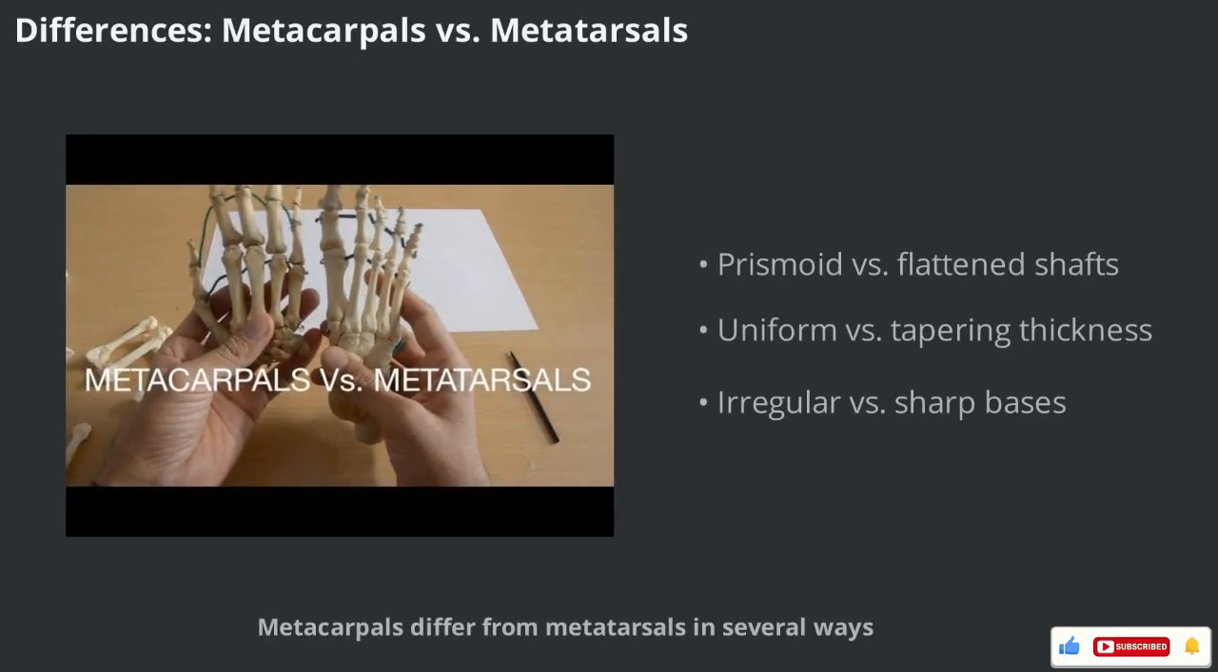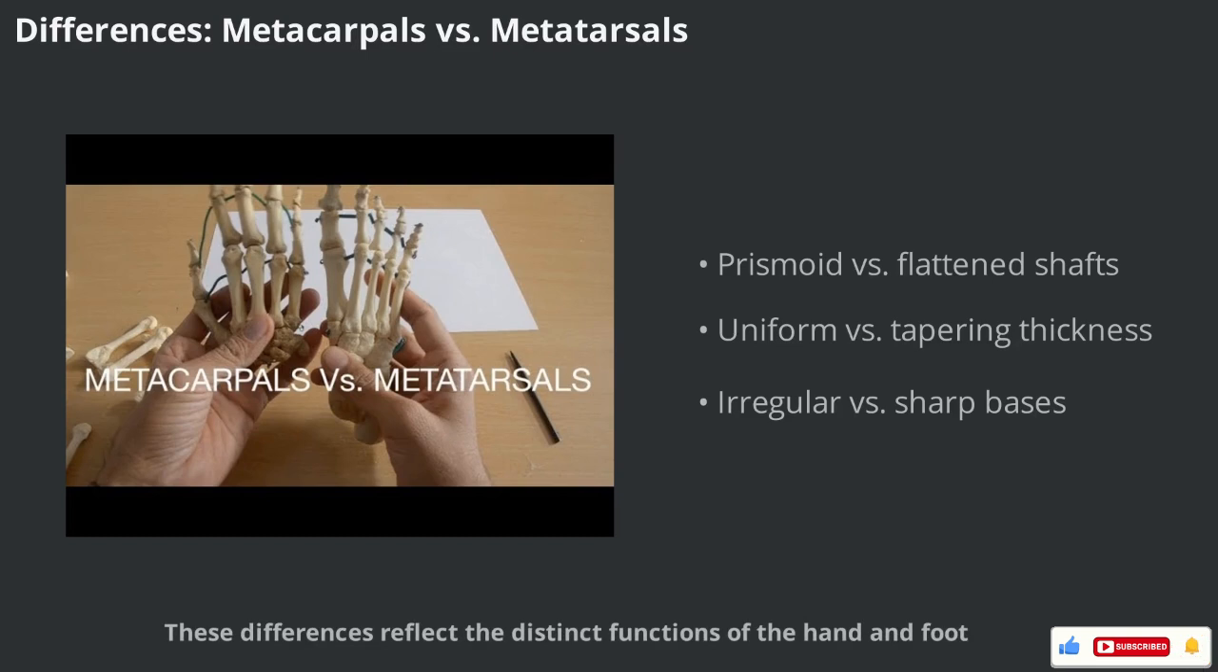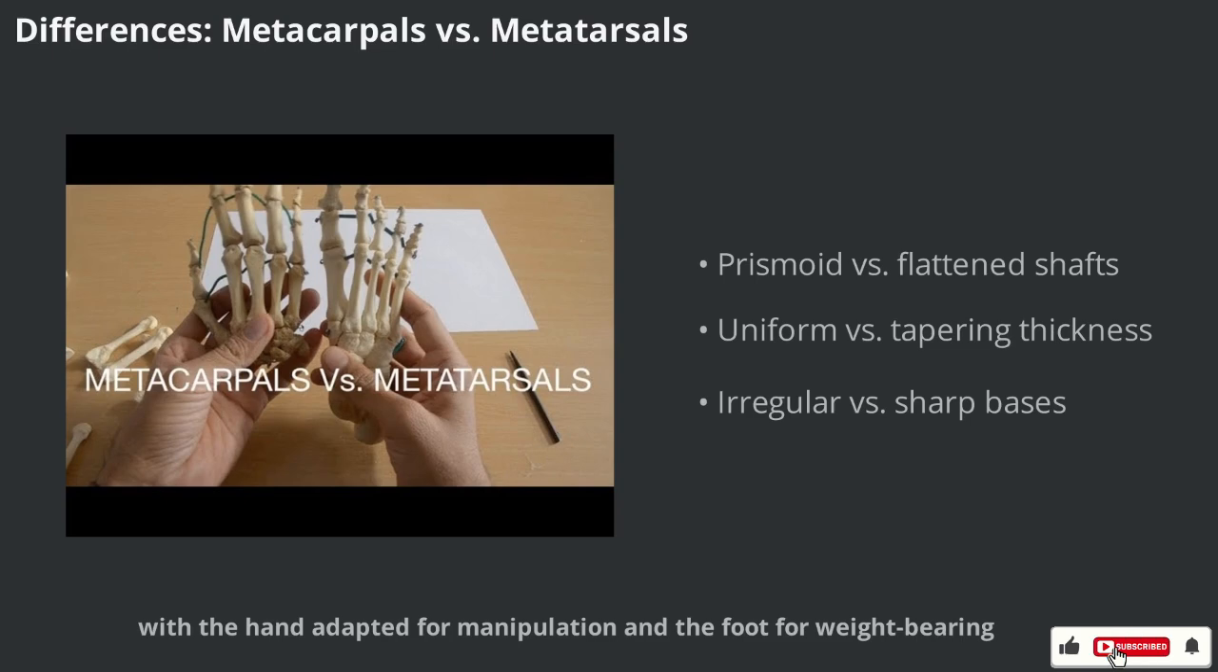Metacarpals differ from metatarsals in several ways. Metacarpals have prismoid heads and shafts, uniform shaft thickness, and irregular bases. In contrast, metatarsals have flat heads and shafts, tapering shafts, and sharply cut bases. These differences reflect the distinct functions of the hand and foot, with the hand adapted for manipulation and the foot for weight bearing.